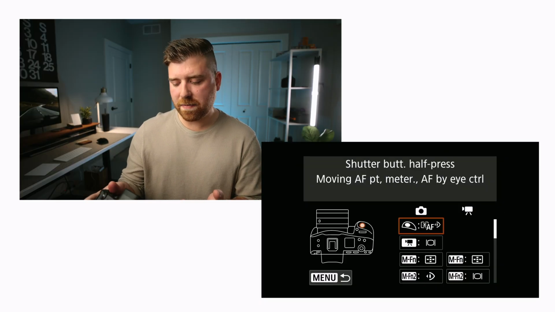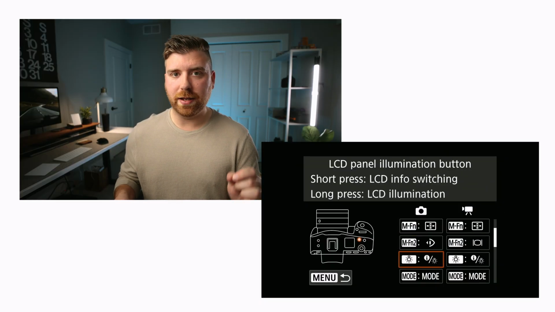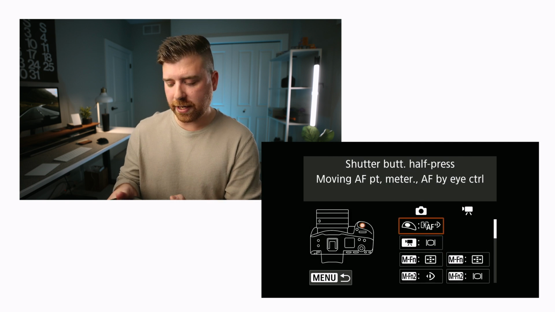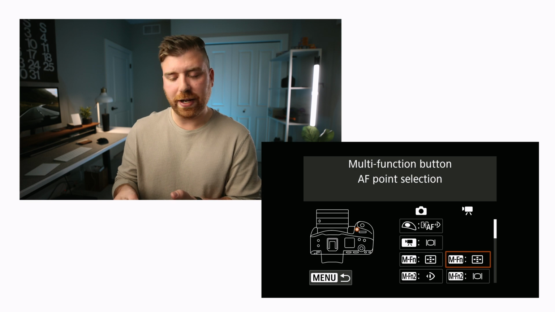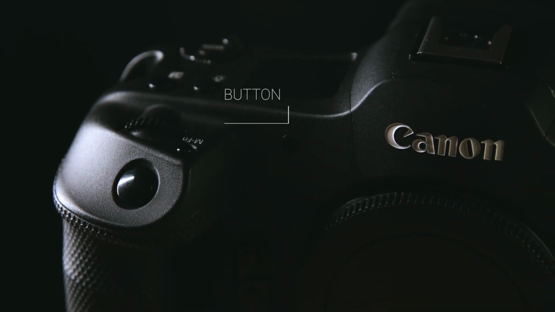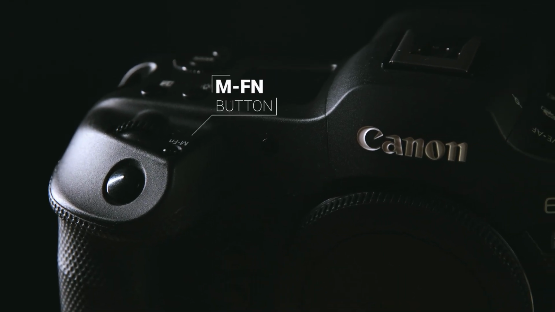Now we jump into the custom functions menu, and let me talk about the buttons that I customize here. So you see on the left-hand side of that menu, there's a little camera icon. Those are all the buttons I've programmed for the photo end of things. And then under the video camera on that second column are all the buttons you can customize when you're in video mode.